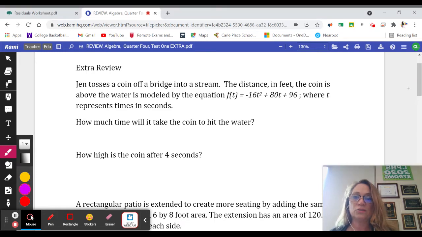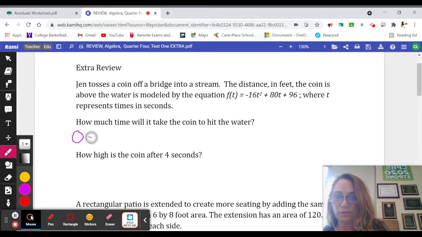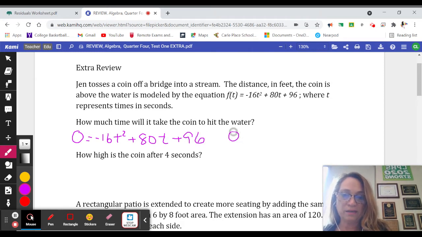Okay, so Jen tosses a coin off of a bridge into a stream. So I'm going to use the graphing calculator. All right. Now, what you could do is, hitting the floor is 0. So you could do 0 equals negative 16t squared plus 80t plus 96. And you could factor that.